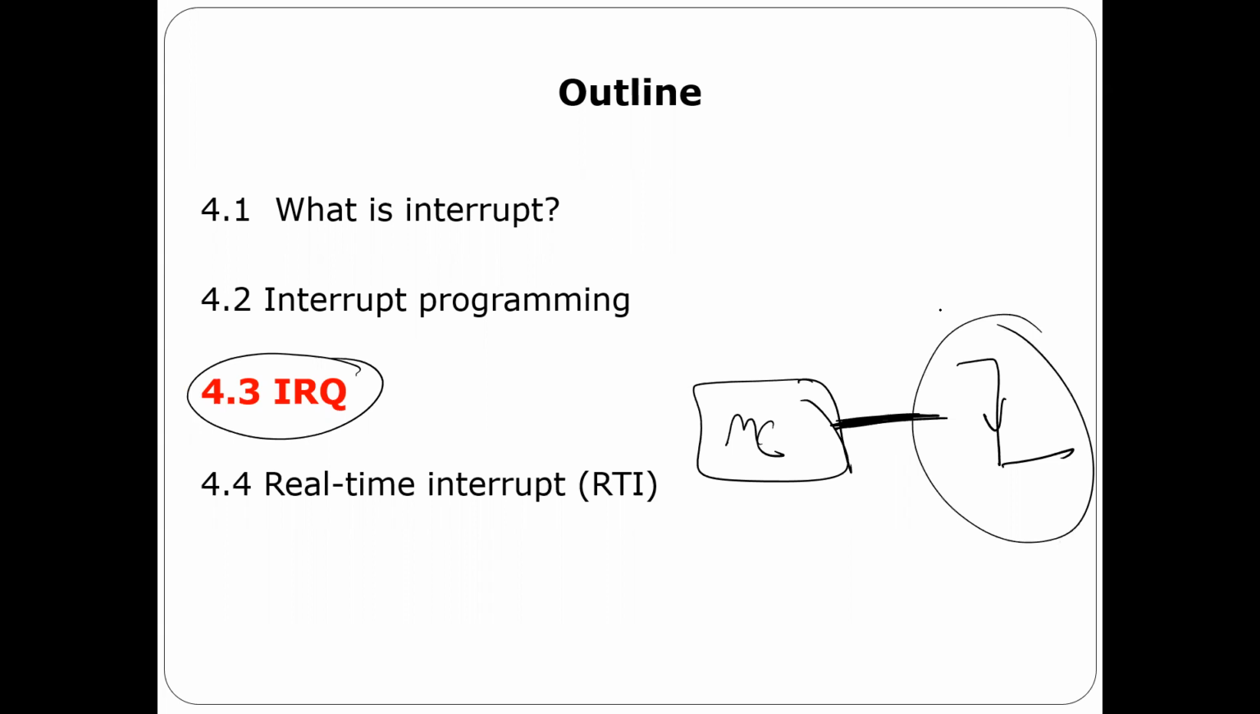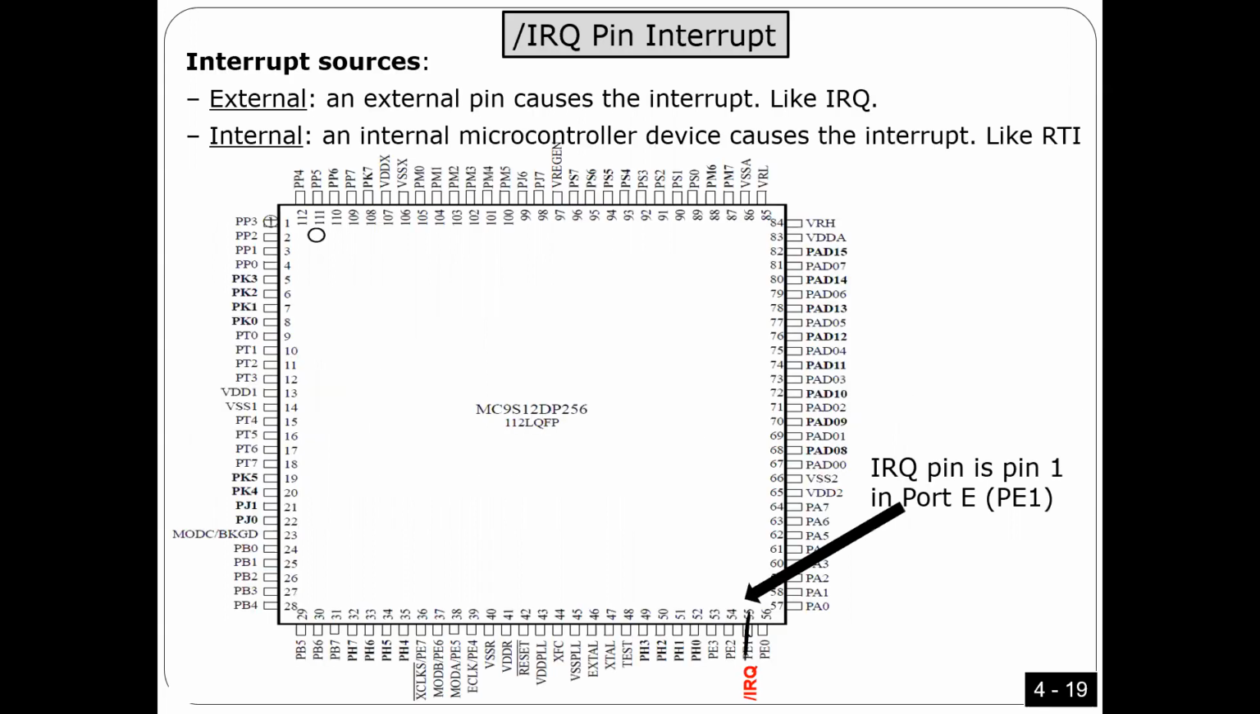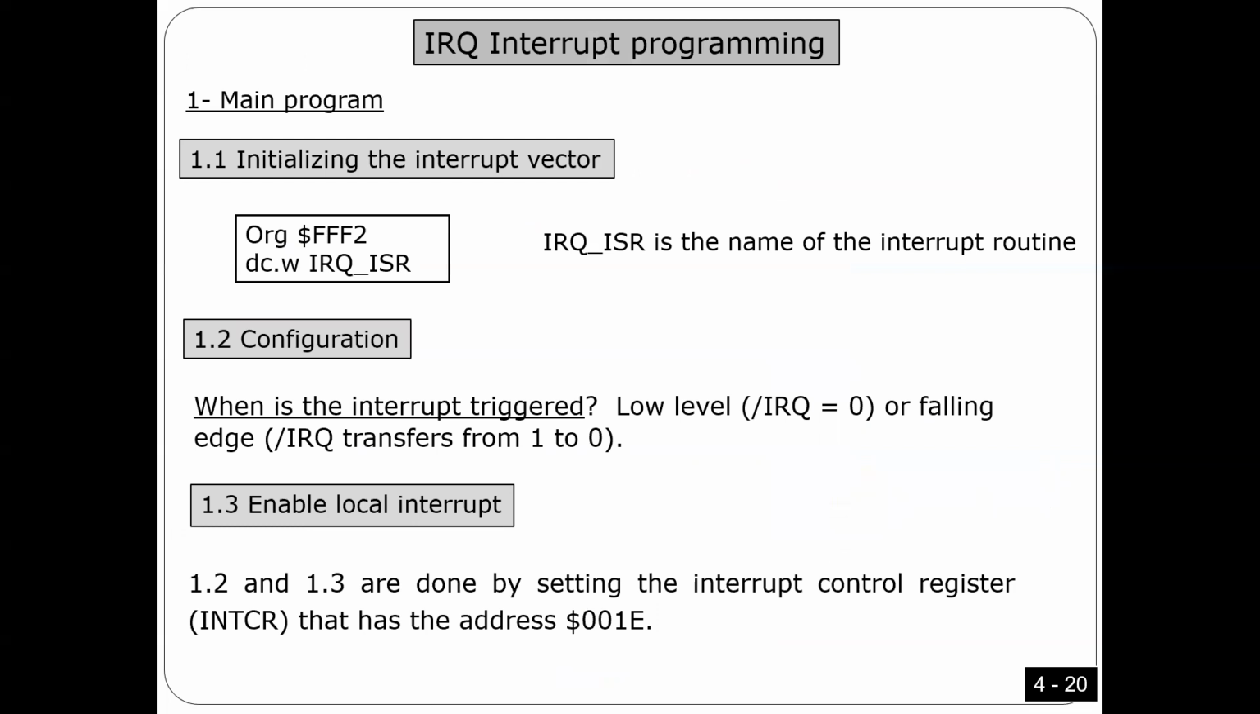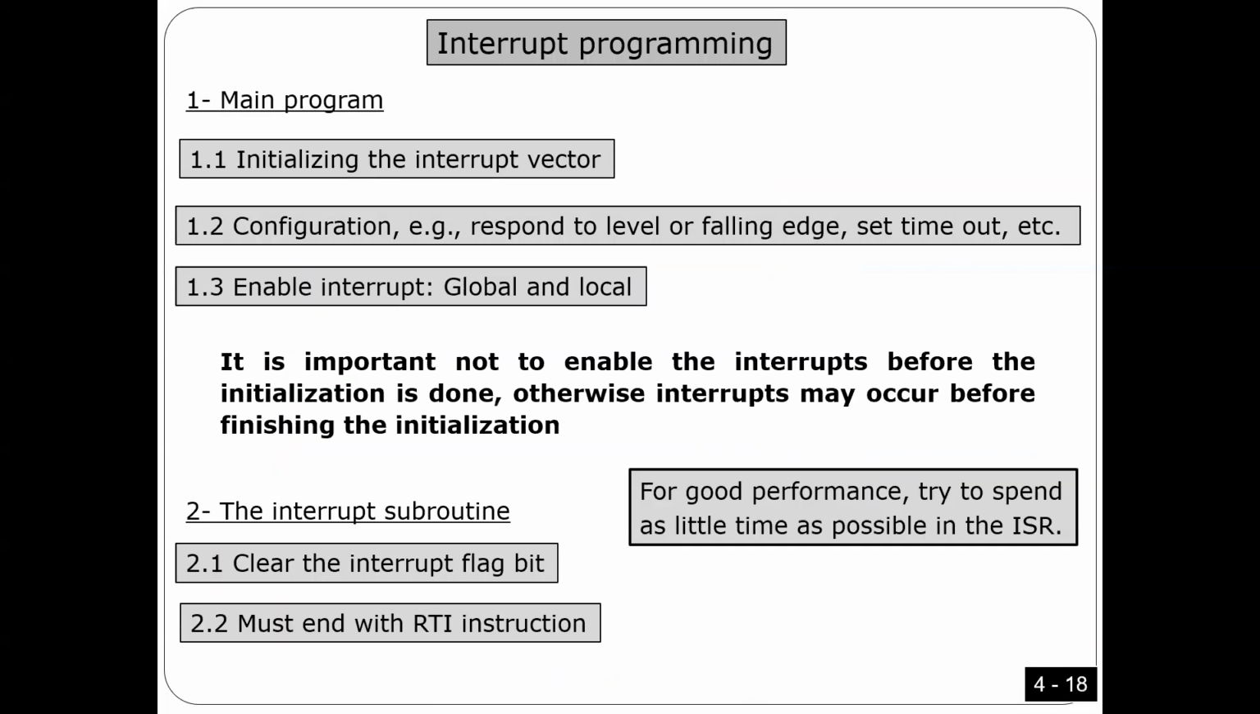Again, this falling edge can come from a sensor, from a device, from wherever. So number one, tell me, where is this bit? The bit is here, PE1. This is IRQ. Number two, tell me how I can program it. This is the summary here.